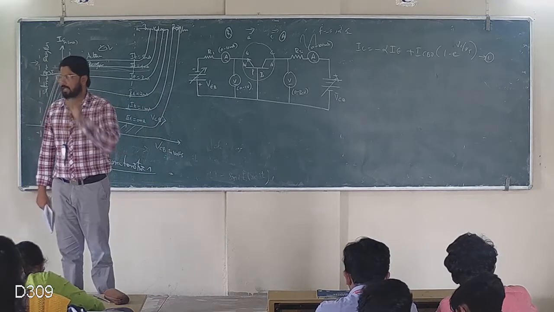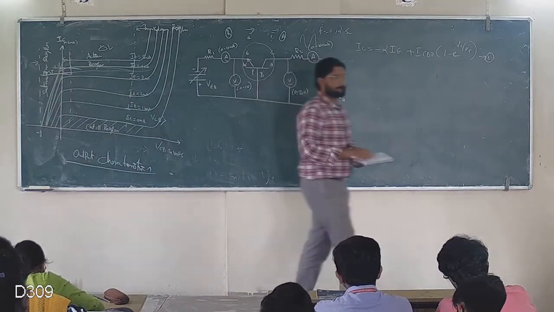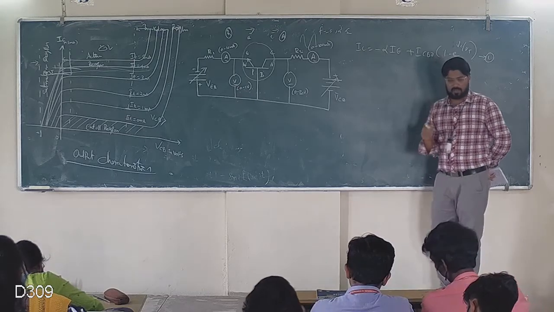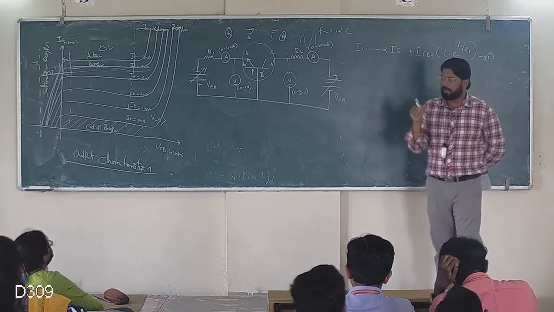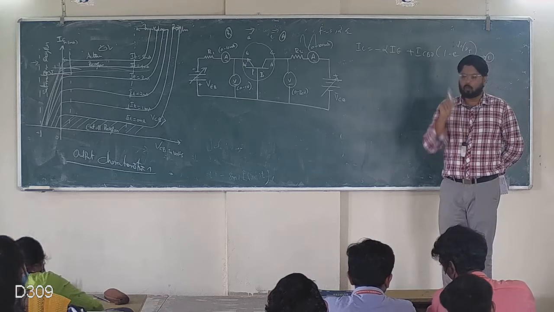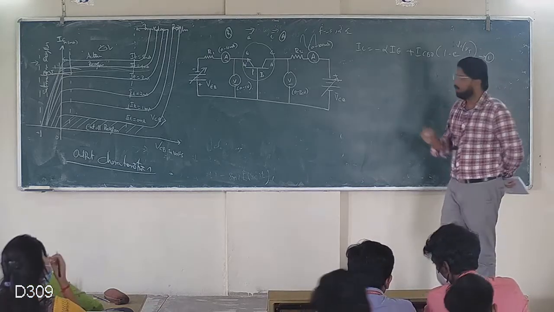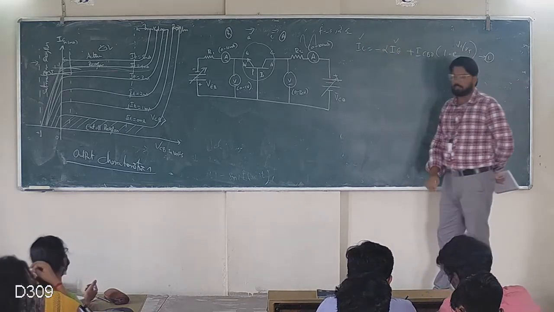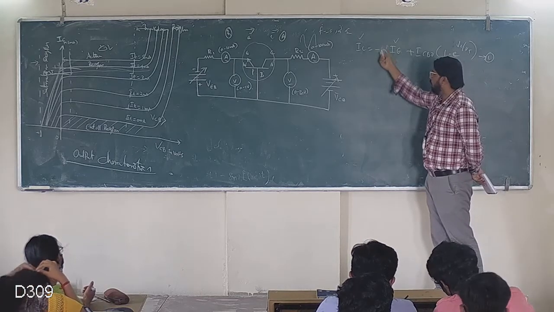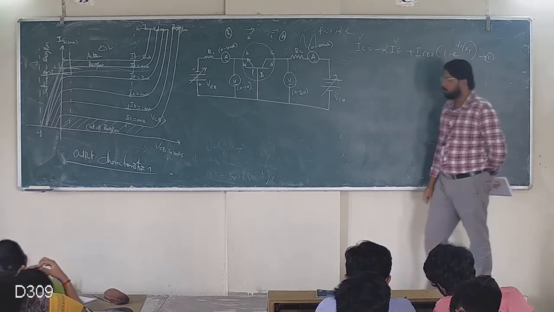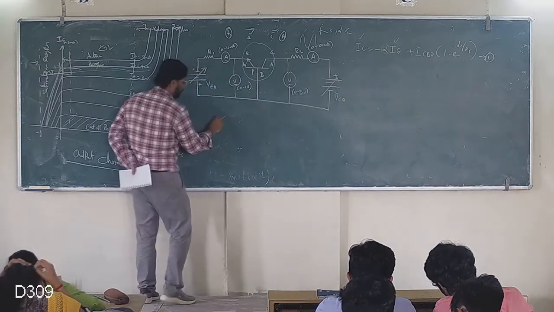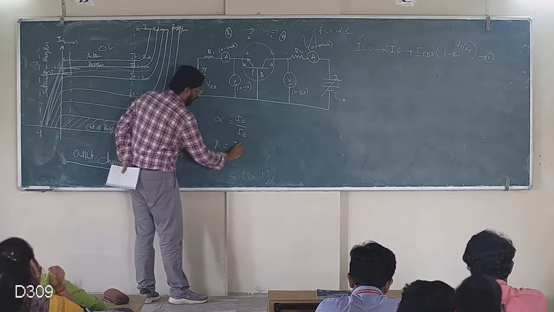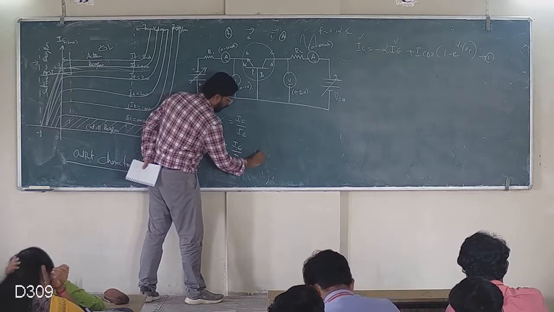Now, what is IC? Collector current. Again, I'll repeat: there are 100 electrons starting from the emitter, and only 99 reach the collector, while 1% is stored in the base. So this is 99% of the output current and this is 100% of the emitter current. And what is alpha? Alpha is the ratio of IC by IE. Always remember these parameters: alpha is equal to IC divided by IE, beta is equal to IC divided by IB, and one more parameter.